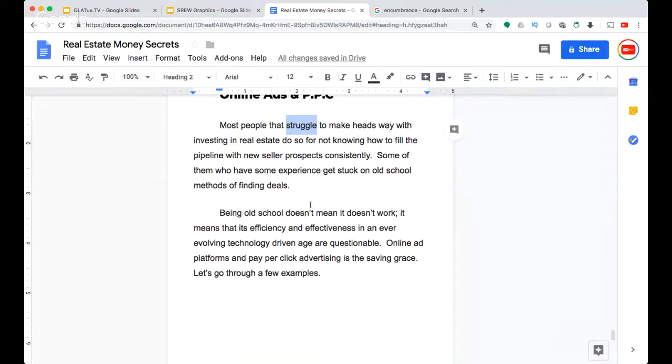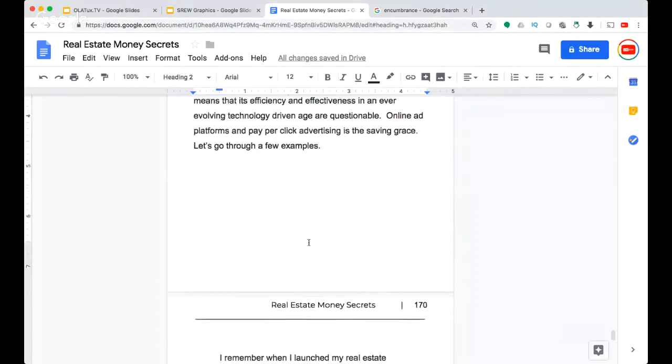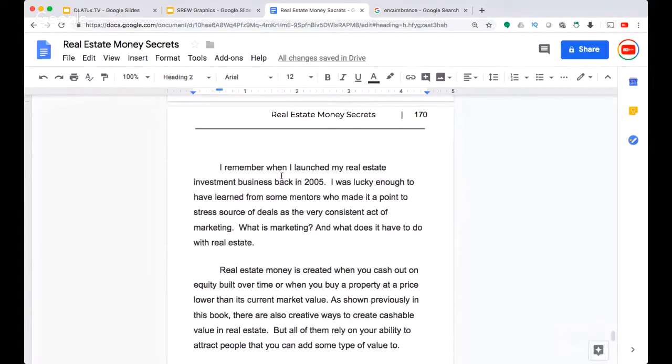Being old school doesn't mean it doesn't work. It means that its efficiency and effectiveness in an ever evolving technology driven age are questionable. Online ad platforms and pay per click advertising is the saving grace. Let's go through a few examples. I remember when I launched my real estate investment business back in 2005. I was lucky enough to have learned from some mentors who made it a point to stress source of deals as the very consistent act of marketing.